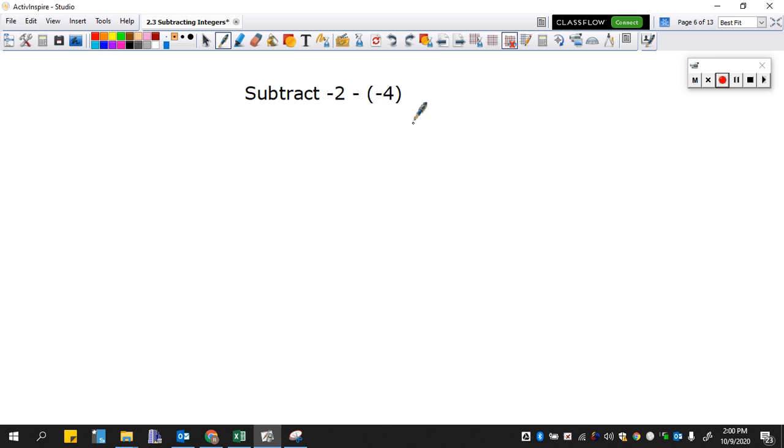All right, so now we're going to subtract negative 2 minus negative 4. I'm just going to write K, C, C. Keep the negative 2. Change the minus to a plus. And here we have a negative 4. That changes to a positive 4. So we have negative 2 plus 4.